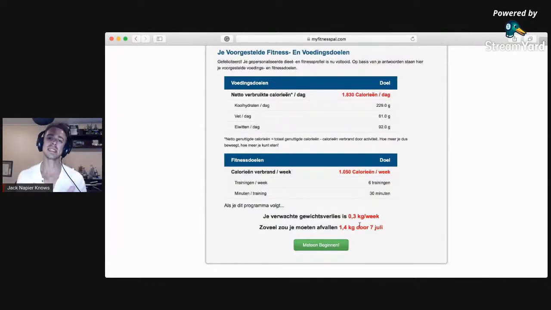Now, these are not set in stone, but they are guidelines. Listen to me carefully. Guidelines. You don't need to follow this to a T. You need to take it into consideration. That is the most important. Don't be too rigid about this. Guidelines. As you can see, the protein, 92 grams per day for those 1,830 calories.